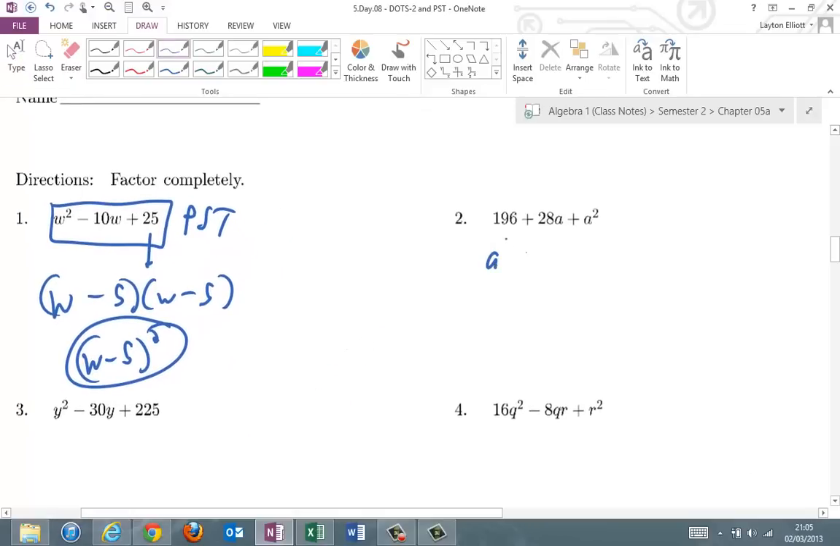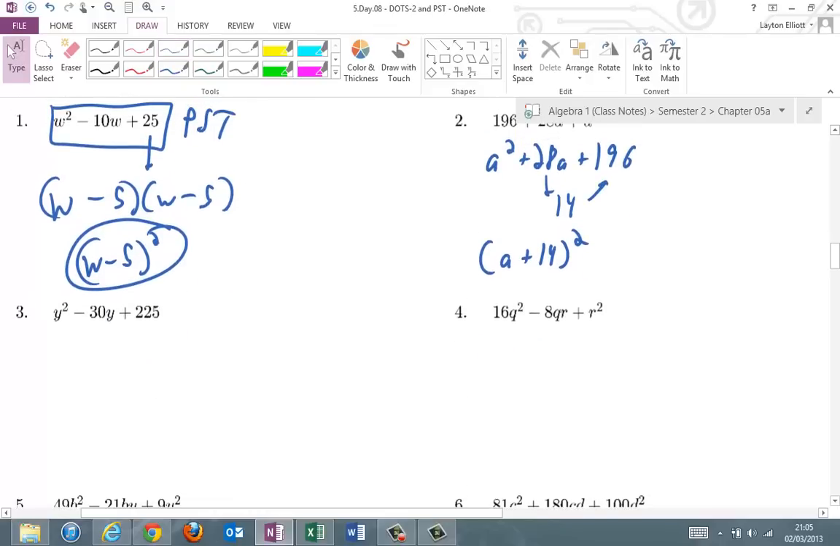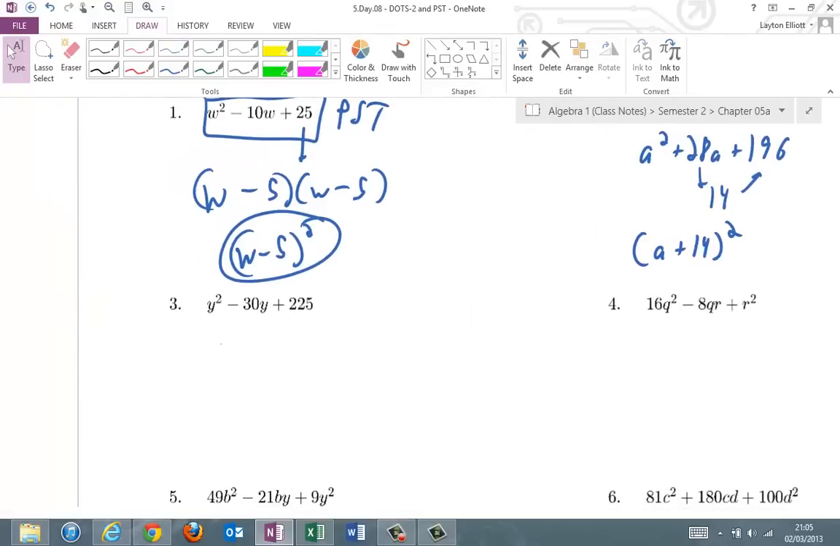Number 2, I'm going to rewrite it in descending order. If you don't know what the square root of 196 is, but you suspect this is a perfect square, what's half of 28? That's 14, and 14 squared is 196. So this becomes a plus 14 times a plus 14, or a plus 14 squared. Number 3, 225. That would be y. This is a minus here, so minus, 225 is 15. If I take 2 times 15, I get 30, so that is y times 15, or y minus 15 squared.